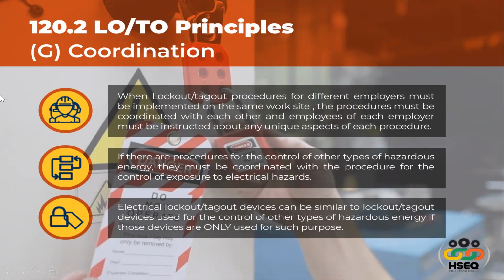Like, they are not being used for other purposes like access control or anything similar, right? So electrical lockout and tagout devices can be similar to lockout and tagout devices used for the control of other types of hazardous energy if those devices are only used for such purposes.